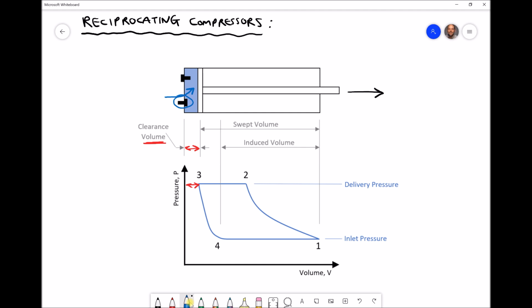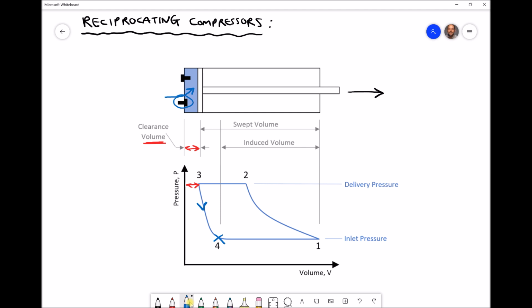Now note that at position 3 we have a very small volume of air, but the pressure of that air is very high. We've pressurised the air, but the air that remains behind, or the clearance volume, is still at high pressure. So before we can start drawing new air into the cylinder, we need to allow that pressure to drop. Now, as we see on our pressure-volume diagram, moving from position 3 to position 4, we have a decrease in pressure and an increase in volume. And that continues to happen until we reach our inlet pressure at position 4.